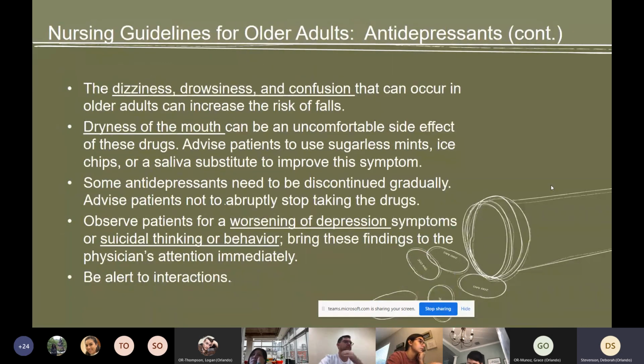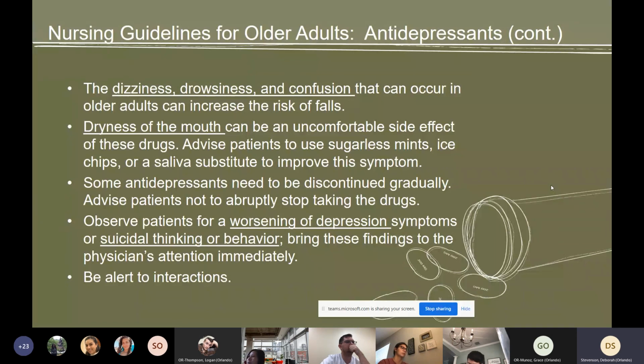Now, again, the dizziness, drowsiness, and confusion are important to remember with your antidepressants because they are going to be a fall risk. They can have mouth dryness because it's a side effect from these. So we can ask our patients to use sugarless mints or ice chips, or sometimes they can purchase saliva substitutes and put it in their mouth to keep their mouth moist so they can eat. If they become too dry in the mouth, they're not going to eat as much food, and of course, there goes their nutritional status. So we have to watch for that.